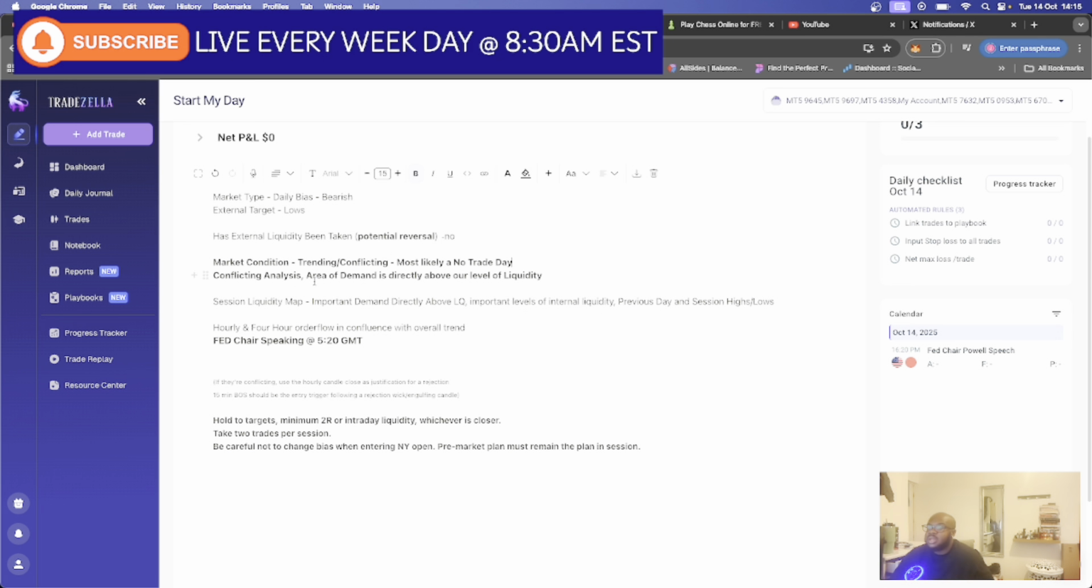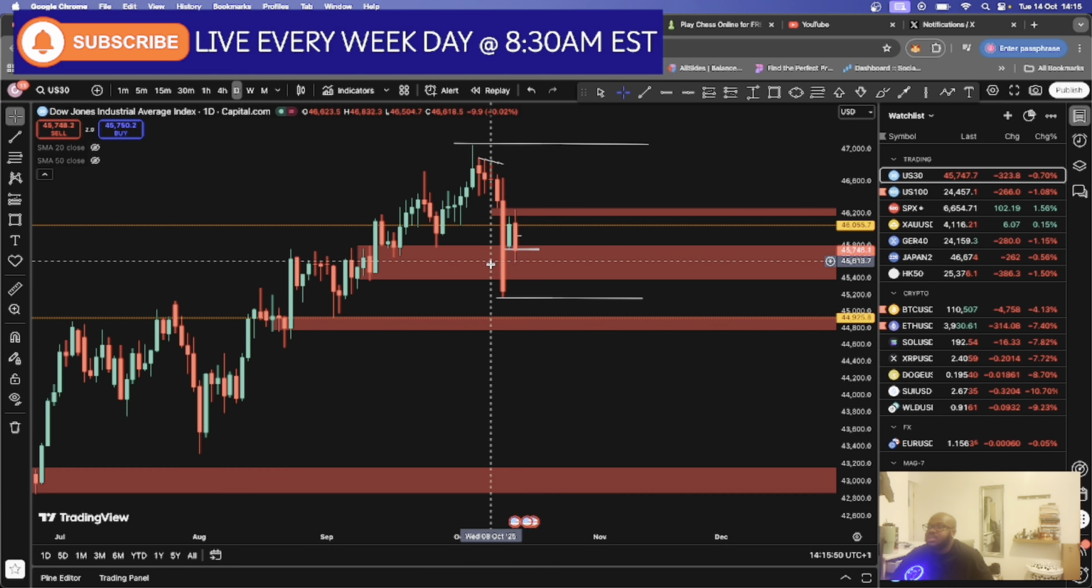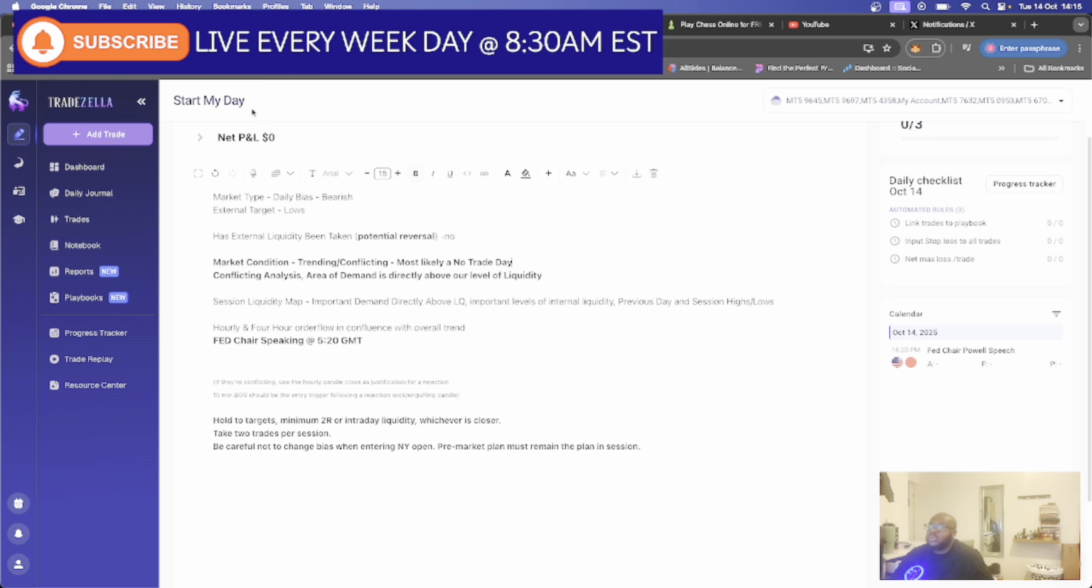What's the conflicting analysis? We're trending downwards, so we're in a downtrend, but we're trending into an area of demand which is directly above our liquidity area. That's this area right here. So as part of this system, we're not allowed to sell the market into demand. It doesn't make sense. A demand area is an area where you buy, so you can't sell the market into the demand. So our sell positions are taken off the table today. We're not allowed to take sell trades.